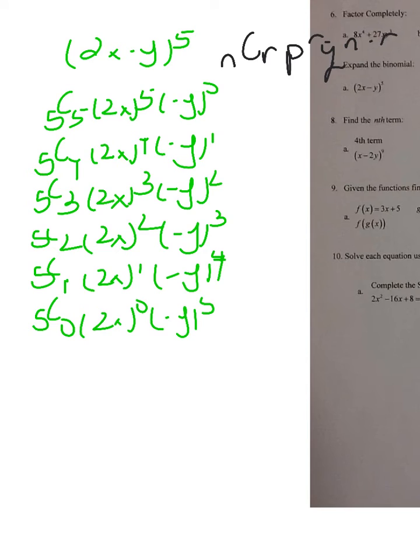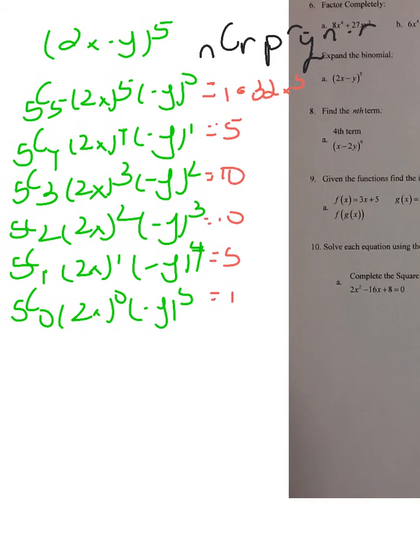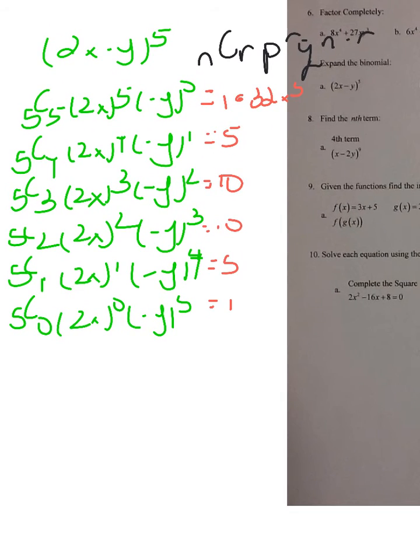Okay, so we have now 5C5 is 1, 5C4 is 5, 5C3 is 10, 5C2 is 10, 5C1 is 5, and 5C0 is 1. 2x to the fifth power is 32x to the fifth. And then we have 2x to the fourth power is 16x to the fourth.